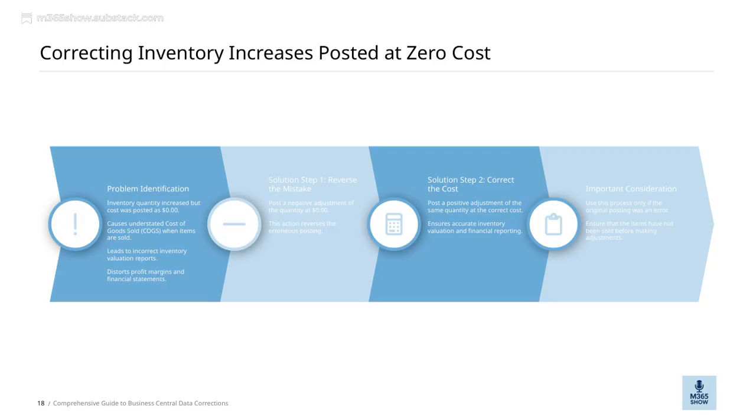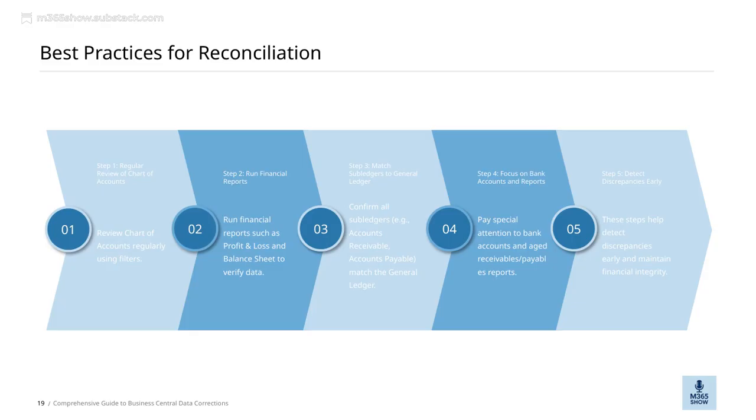Remember, these corrections are essential for maintaining trust in our reported numbers and making informed business decisions. Let's talk about some best practices for reconciliation to keep our data accurate and reliable. First, it's essential to regularly review the chart of accounts using filters. This helps us spot any inconsistencies early on. Next, we should run key financial reports like the profit and loss and balance sheet. These reports give us a clear picture of our financial health and help verify that our data is correct.